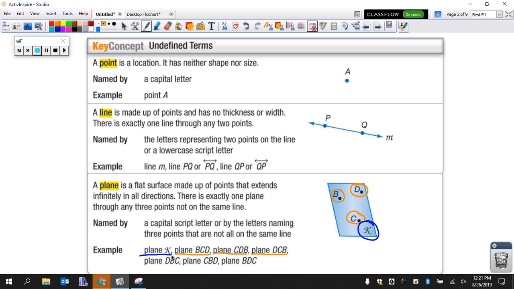The difference between the capital K and the single letter for the line is that the line has a lowercase script m. It doesn't have to be m, but it has to be a lowercase script letter versus the plane with an uppercase script letter. Take a minute and write these definitions down in your notebook.